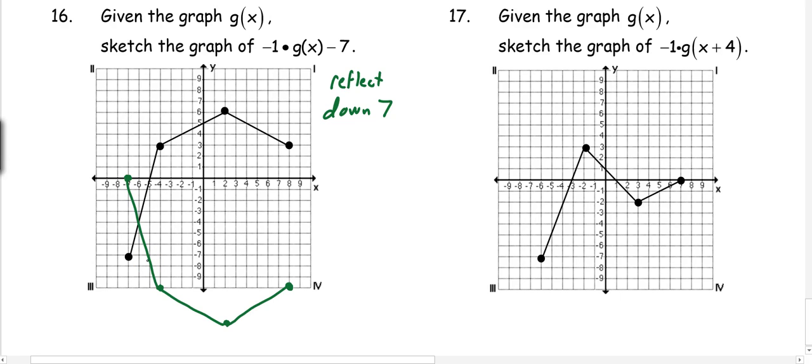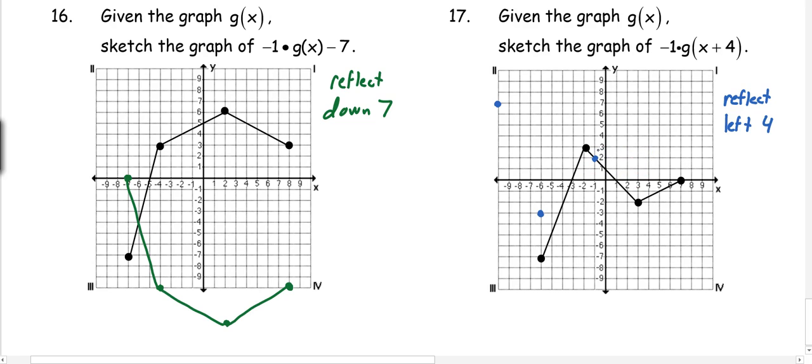Last one. The -1 again means that I'm going to reflect. And then the +4 in parentheses means that we are going to move left 4. So from my first point, I need to go up 7 to the x-axis. So I go up 7 and then left 4. The second dot, I go down 3 below the axis and then over 4. Place a dot. My third point, I go up 2 to the x-axis, so up 2 more and left 4.